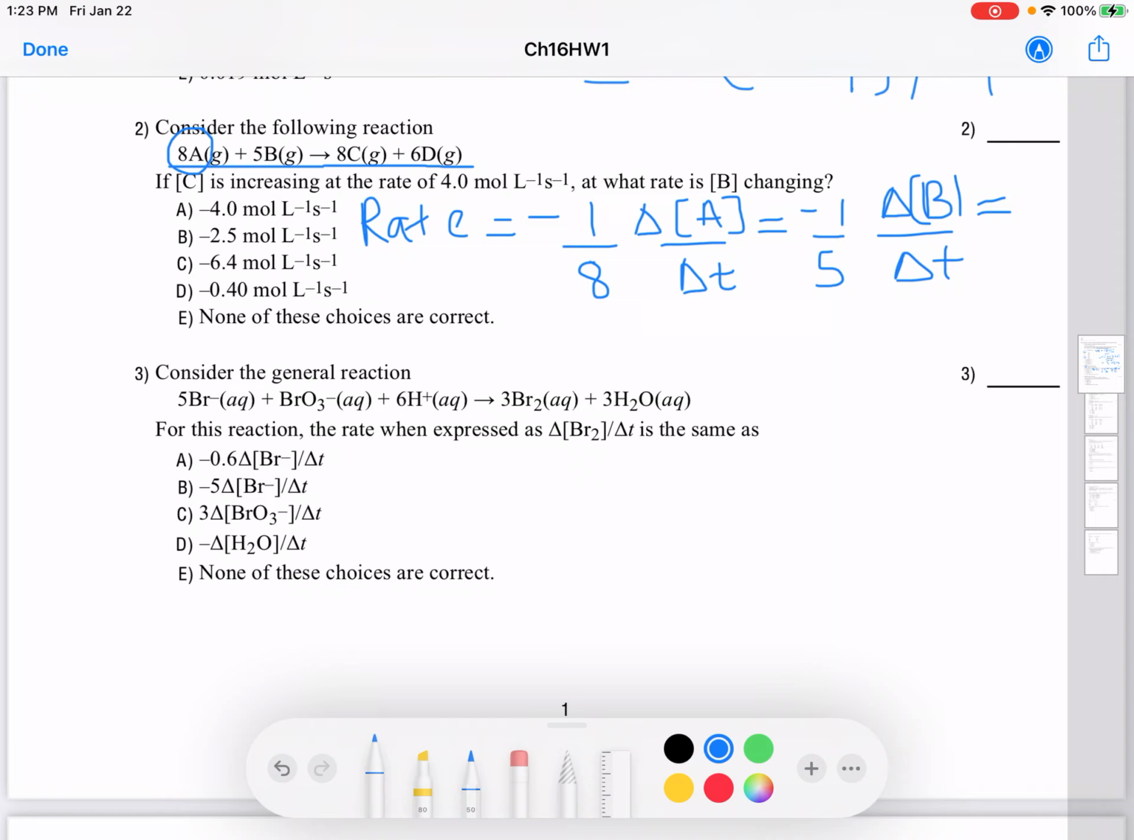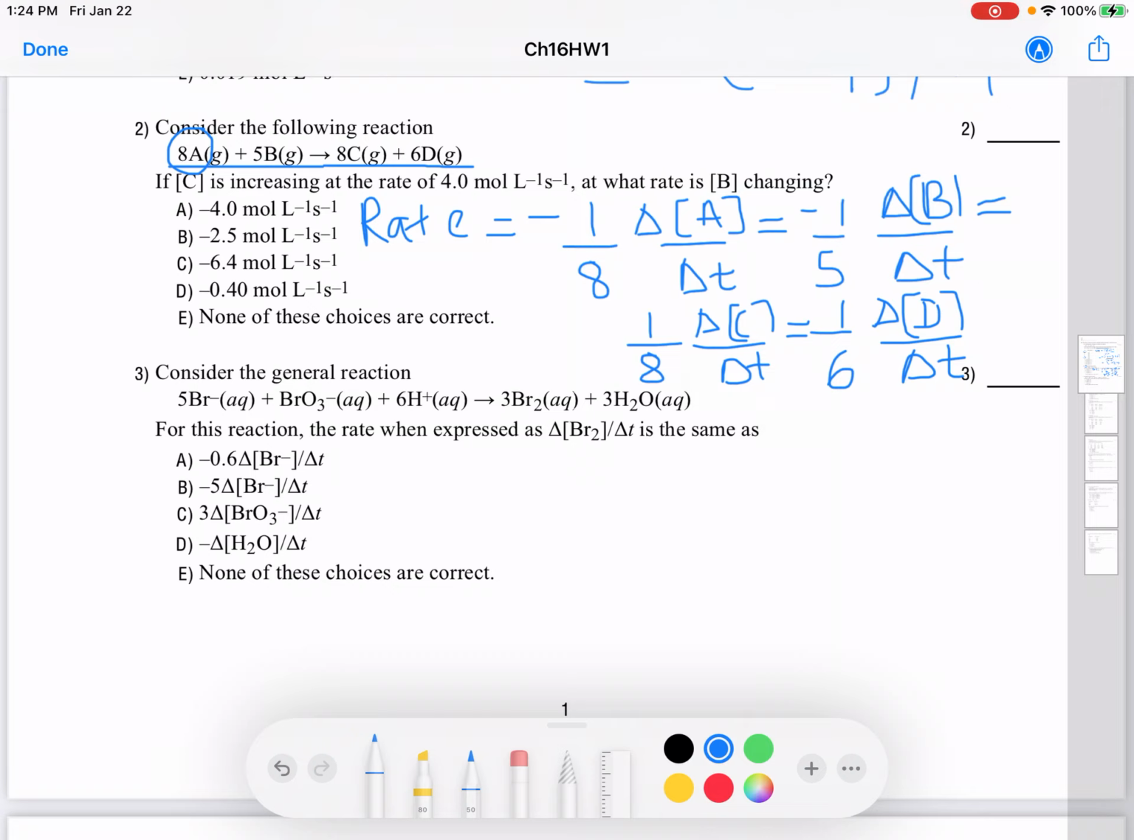Now, since C and D are going to be more than what we started with, it is positive for the products, right? So it would be 1 over 8 again for C, equals 1 over 8 delta C over delta t, which is equal to 1 over 6 delta D over delta t. Now this is the rate for all 4 components, for your 2 reactants and for your 2 products.